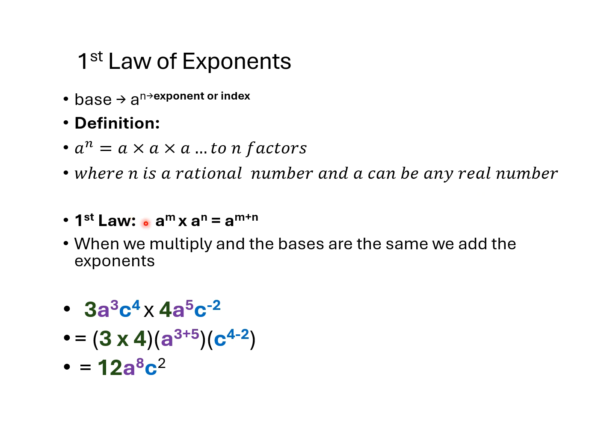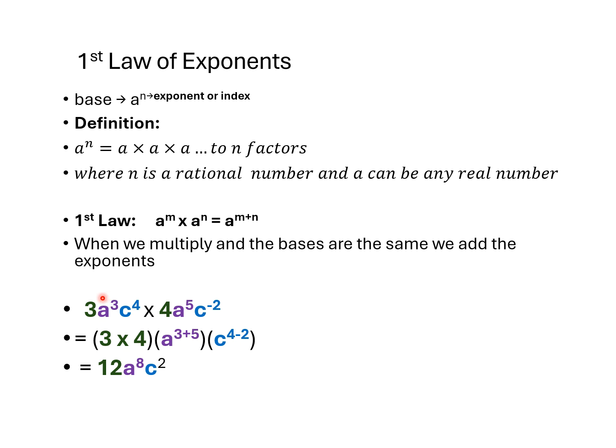Alright, so first law: a to the power m times a to the power n. If we multiply and the bases are the same, you see that is a and that is a, we add the exponent m to the exponent n. So there, a to the power m plus n. When we multiply and the bases are the same, we add the exponents.